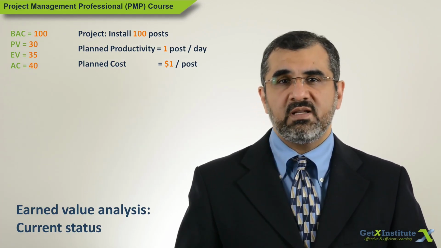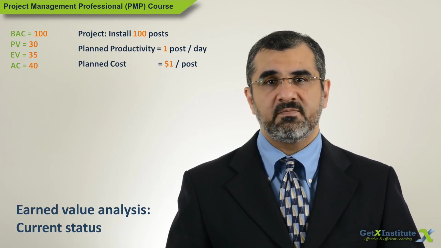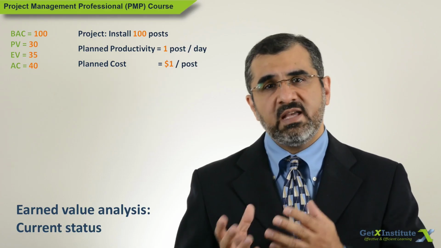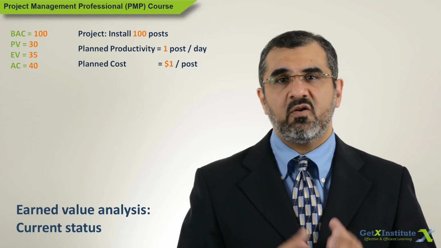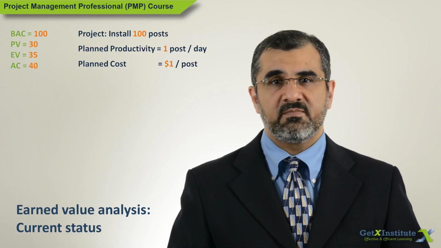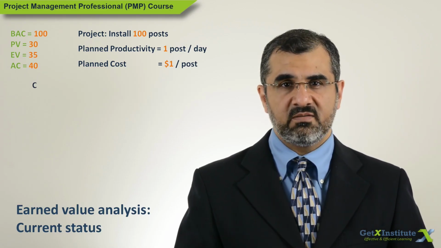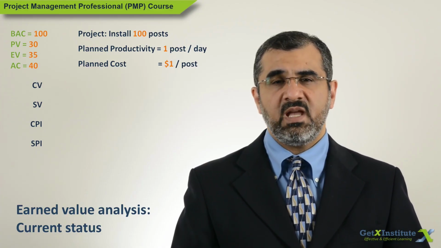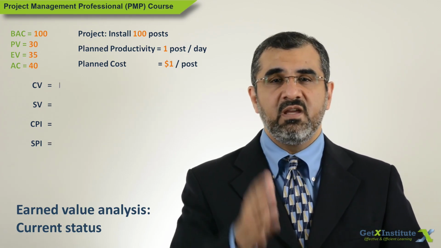There are 4 formulas that are used. 2 are variances and 2 are indices. The variances are called CV, or cost variance, and SV, or schedule variance. The indices are CPI, or cost performance index, and SPI, or schedule performance index. Here is a trick to easily remember the formulas for these 4 terms. Write CV, SV, CPI, and SPI. Then put the equal sign in front of all 4. Next, write EV for all 4.